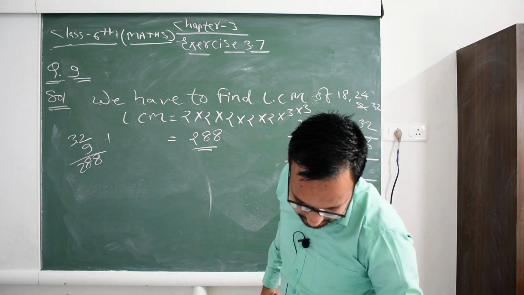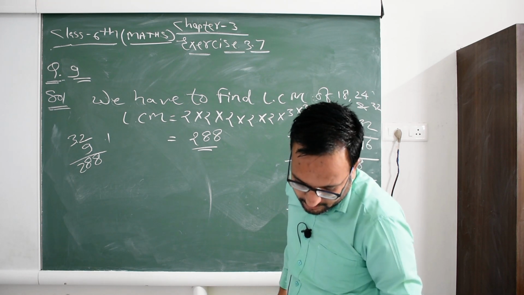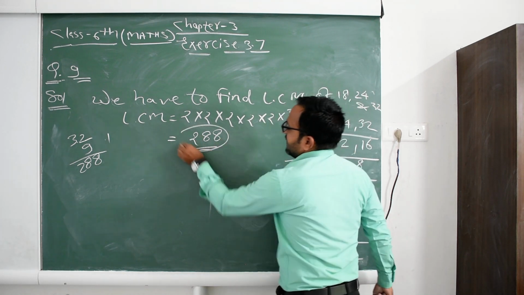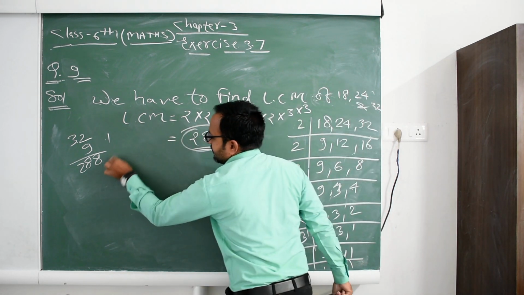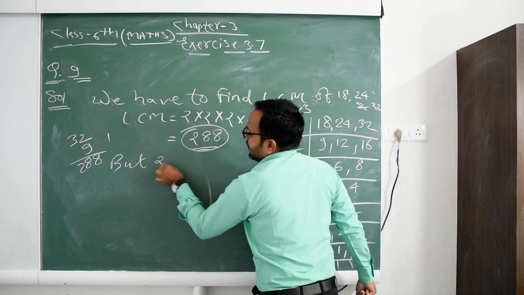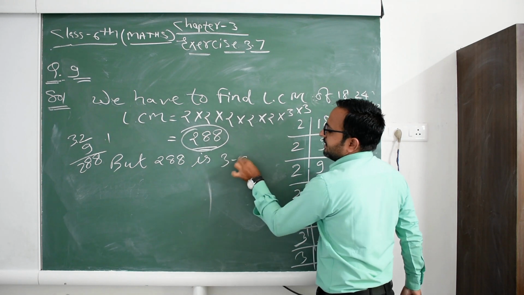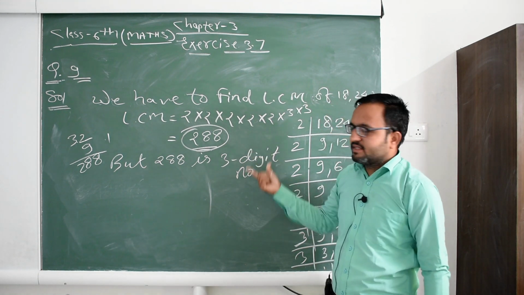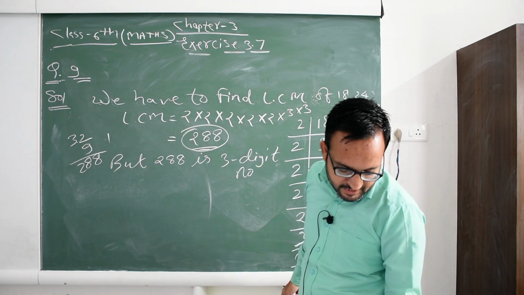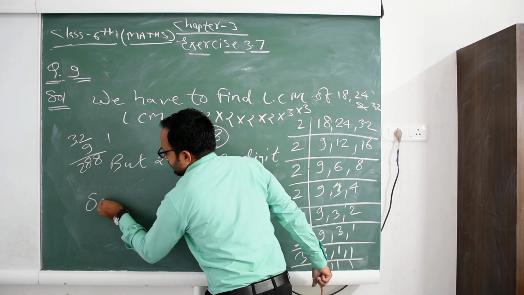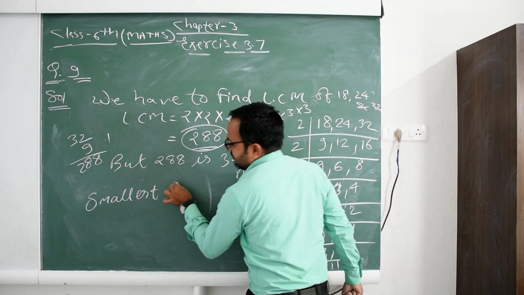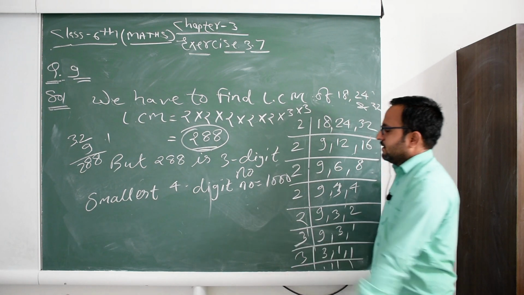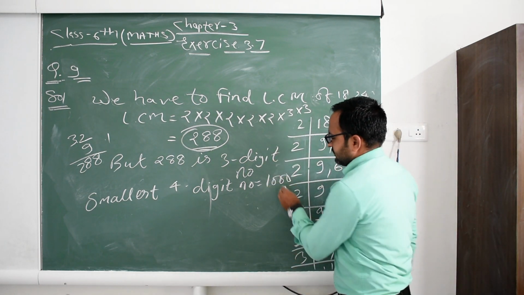Now 288 is the smallest such number, but 288 is a 3-digit number, and we have to find the 4-digit number. We find the smallest 4-digit number. As we know, the smallest 4-digit number is equal to 1000. Okay, so now we divide 1000 by 288.